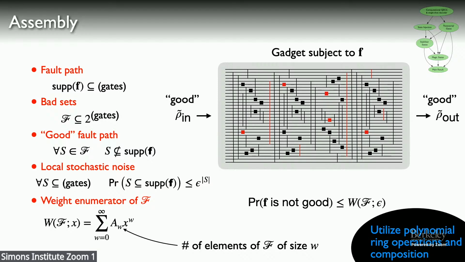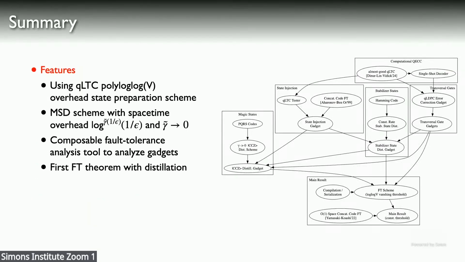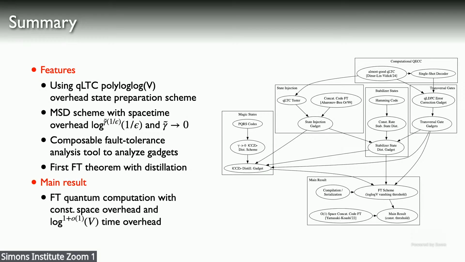So finally, just to summarize, we required this qLTC in order to get the very low overhead state preparation. We needed to construct a new magic state distillation scheme with sub-logarithmic spacetime overhead, which directly translated to the result. And we have this new composable fault tolerance tool to analyze our gadgets. And this is actually the first fault tolerance threshold theorem that we know of that uses magic state distillation. Surprisingly enough, probably due to the complexity of the analysis, this has just never been done before. And then this is our main result. Thanks.